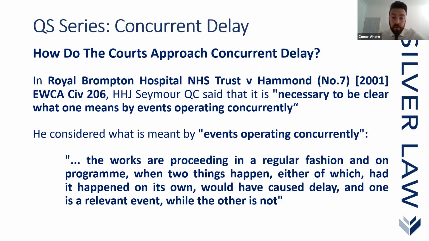He considered that what is meant by events operating concurrently is that the works are proceeding in a regular fashion and on program when two things happen, either of which, had it happened on its own, would have caused delay, and one is a relevant event while the other is not. So in Royal Brompton, they're basically explaining what concurrent delay means. This is a Court of Appeal case as well.